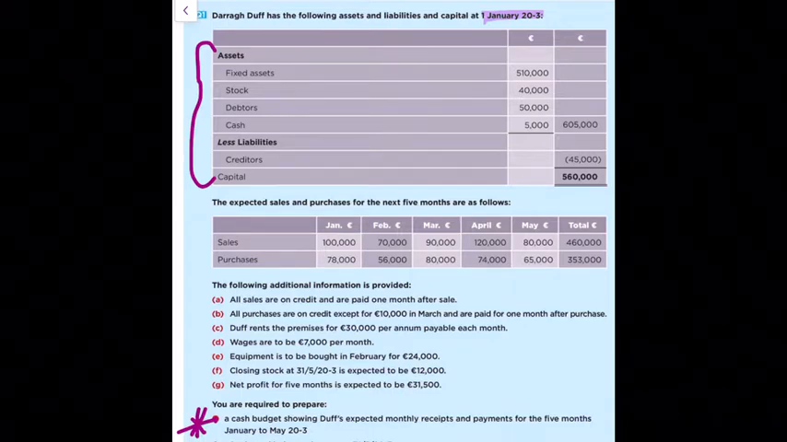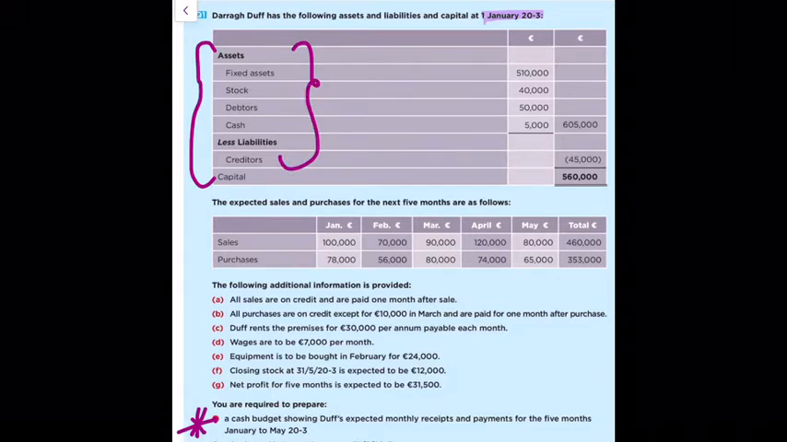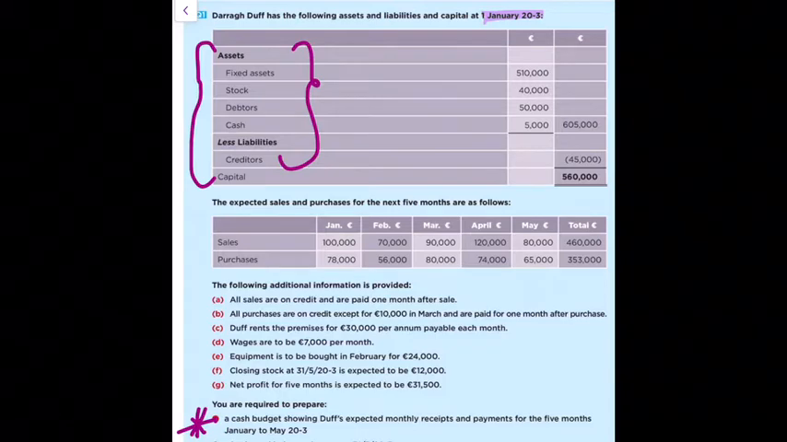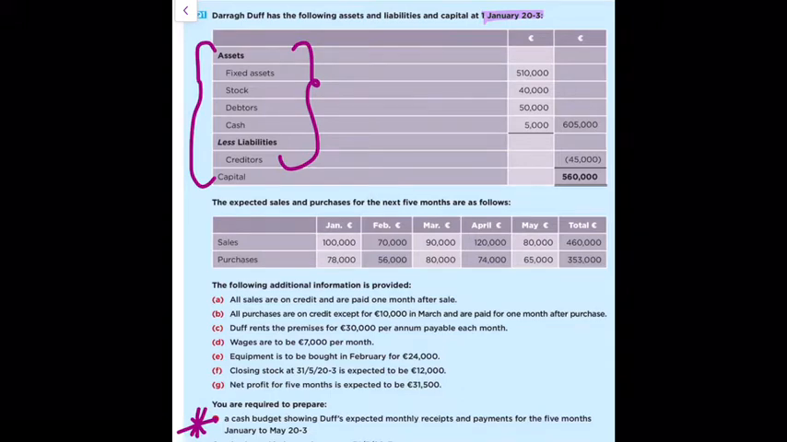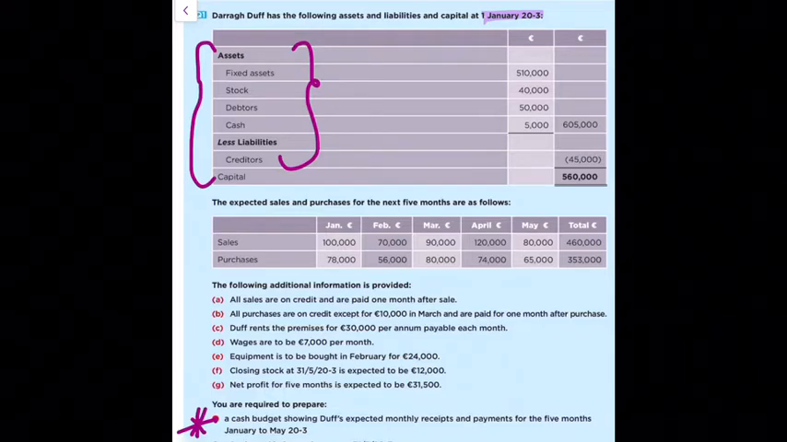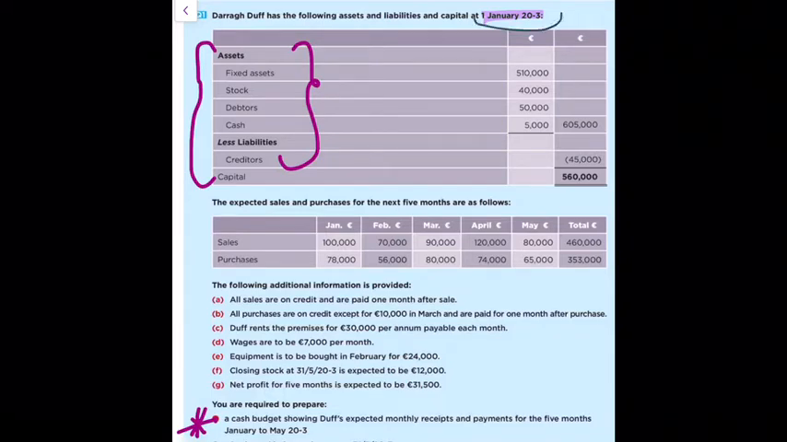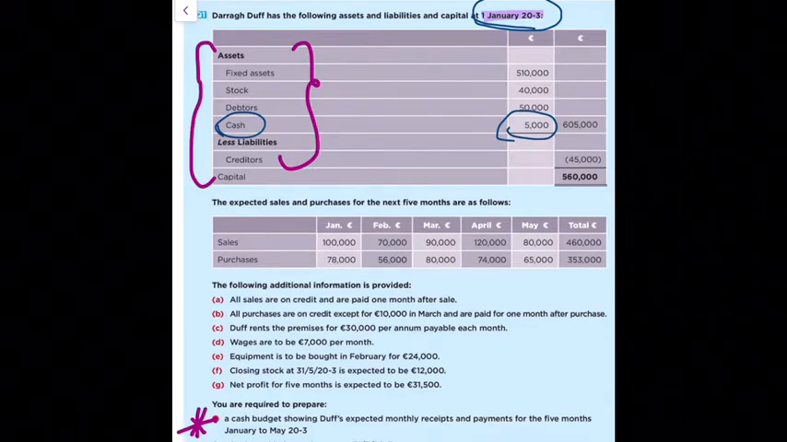Some of this information up here is for the budget, and some of it also feeds into the balance sheet. The first thing I want you to look at in terms of the actual cash budget is our opening cash figure. How much cash did we have at the start of the year? Well, we have a cash figure here, so that €5,000 is my opening cash figure.